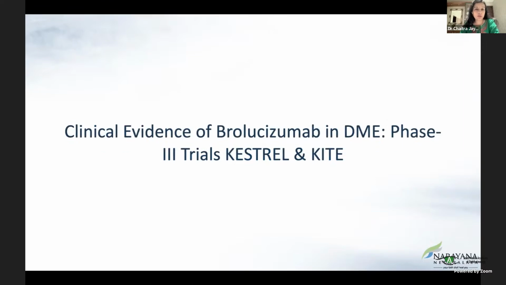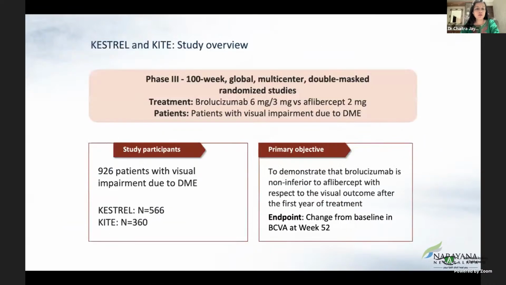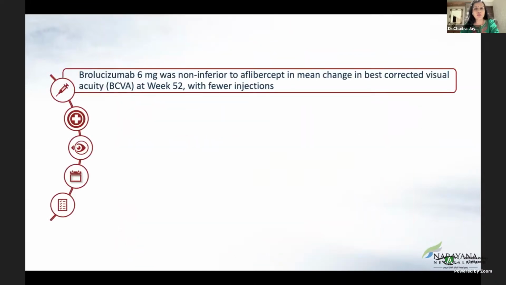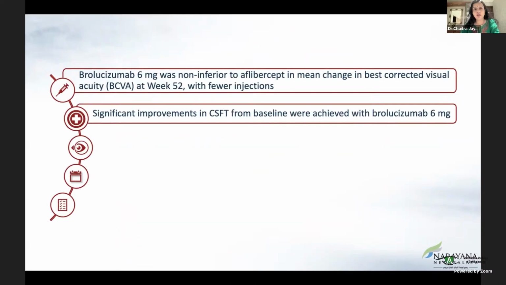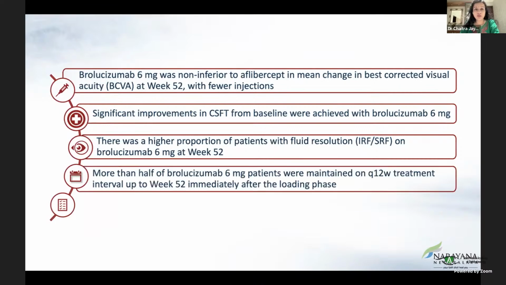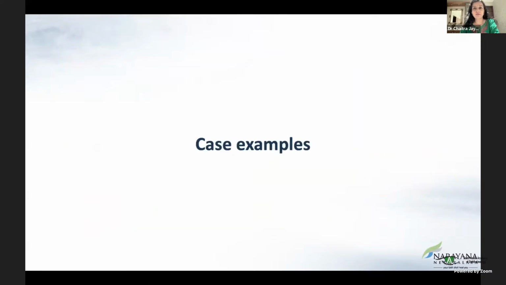Well, this is what Dr. Brown spoke about, the KESTREL and KITE studies, and we also had 5 sites in the KITE study in India itself. So I'm not going to go into much detail because he's already spoken about it, but it did show that brolucizumab was non-inferior. It had significant improvements in the CSFT, a higher proportion of patients had fluid resolution, and more than half of them were able to maintain at 12 weekly intervals, and it had a well-tolerated safety profile.